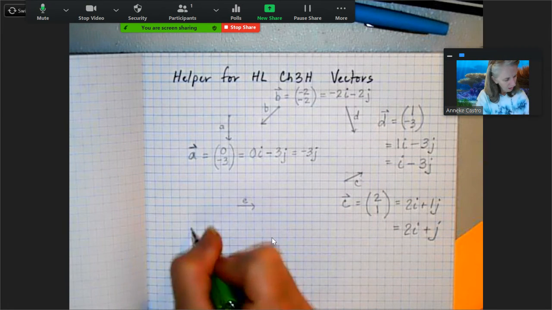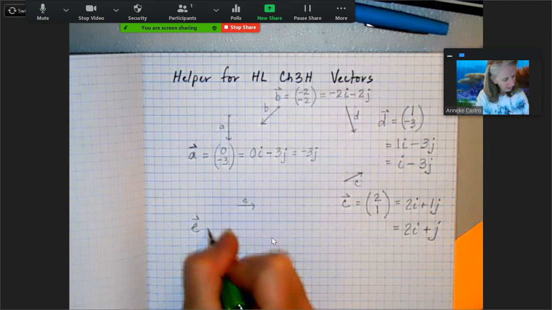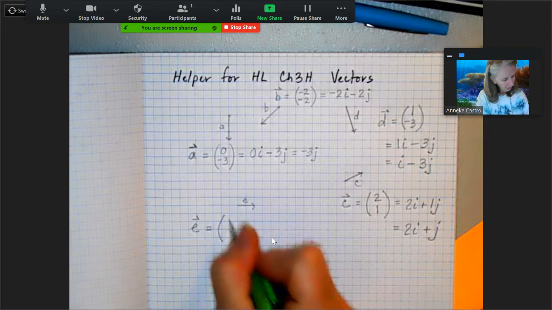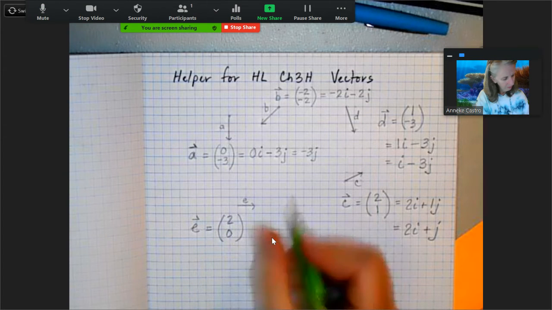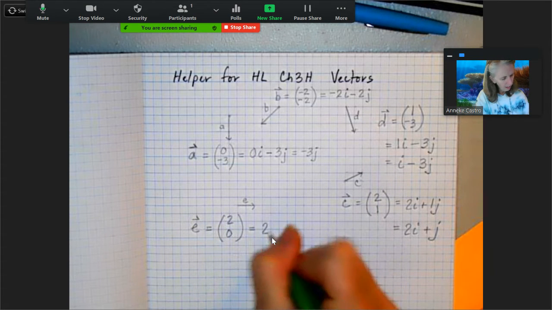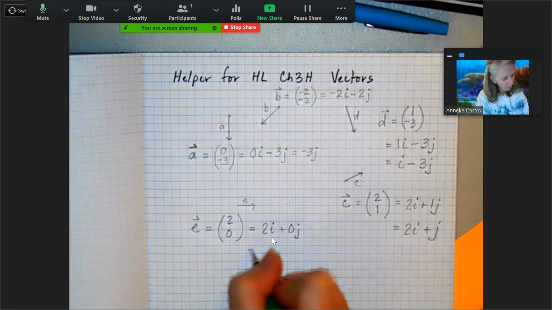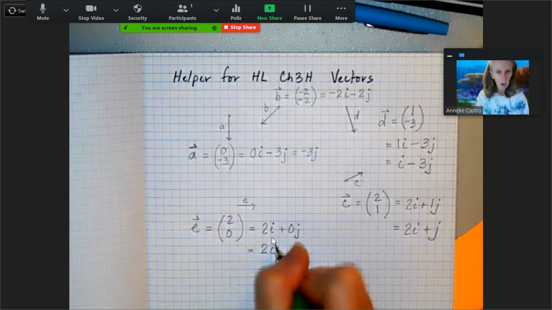So this one, letter E, is equal to, I'm going 2 to the right, and I'm not going up and I'm not going down. So that would be 2i plus 0j. Since I don't have any j's, I don't have to write any j's. I can just write 2i.